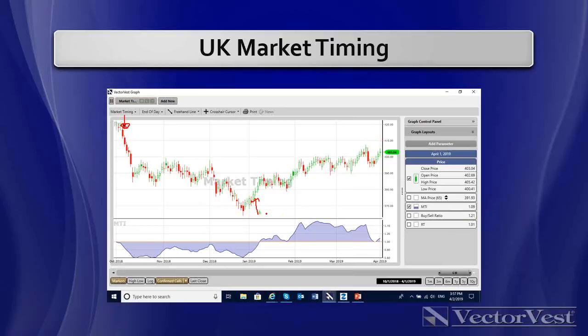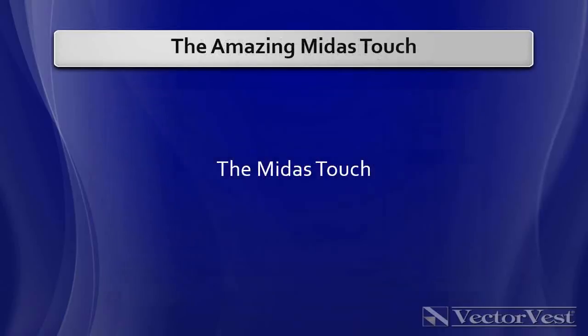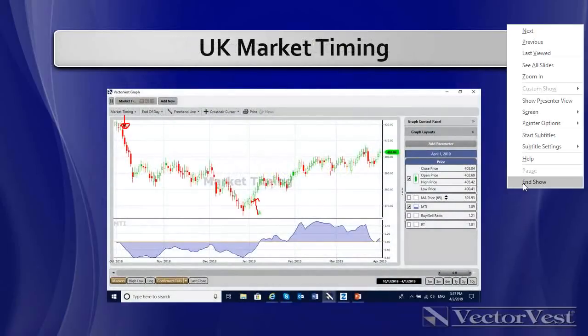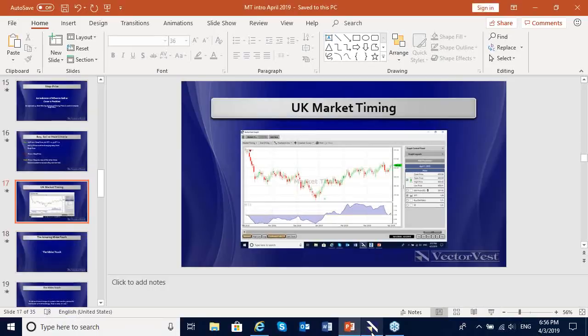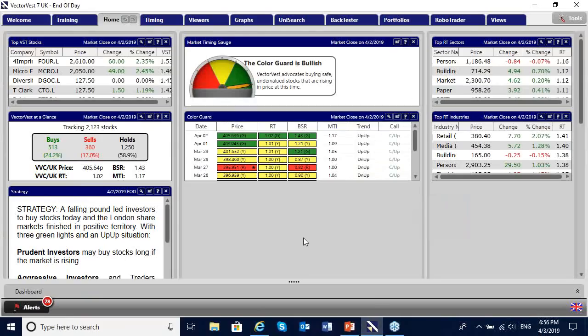So VectorVest advocates favoring shares that are undervalued, shares that are growing their earnings safely, that are rising, and we want to buy them when the general market is rising. And the market timing system tells us that automatically. So if I now go to the front page of VectorVest itself, discard all my things, that's the situation that we have after the close last evening.